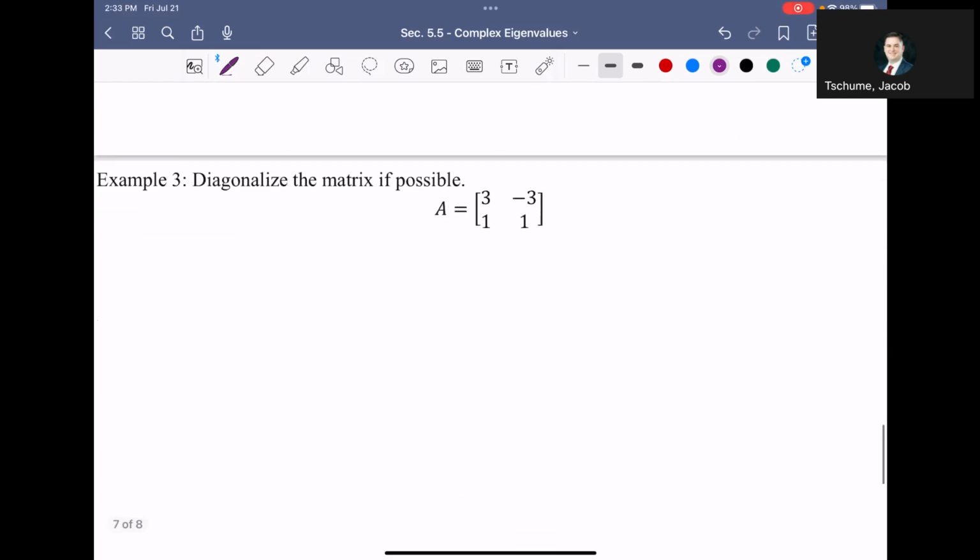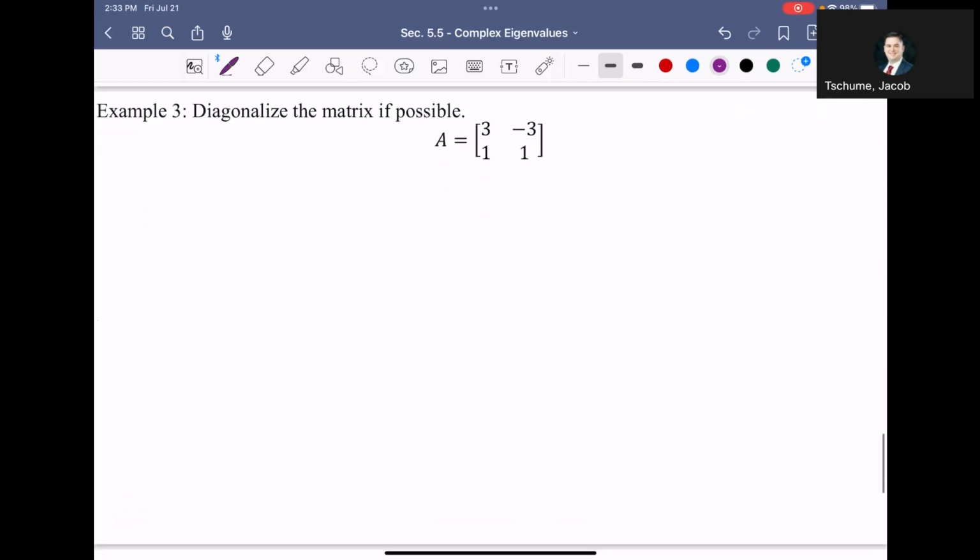So let's do the first of two here. I would like you to diagonalize the matrix if possible, which is pretty much the same thing as saying factor the matrix if you can. All right. I made up the matrix 3, -3, 1, 1.